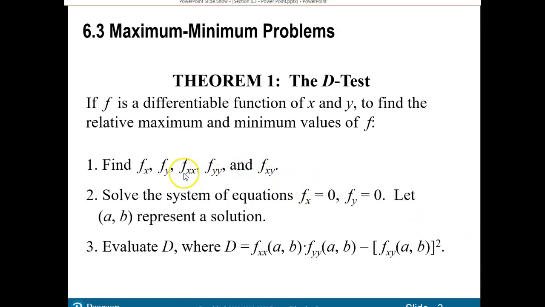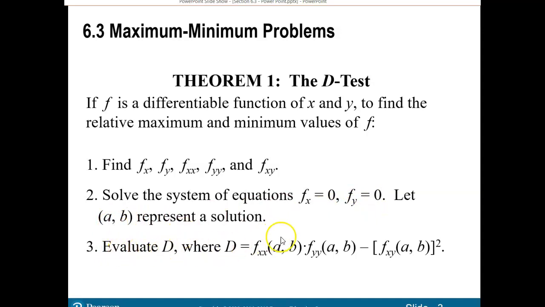Step 1, we find all of our second order partial derivatives. Okay, so we have to find the first partial with respect to x and y, and then the second with respect to x twice, y twice, and then our mixed partial xy. Remember, doing x first and then y versus y first and then x gives you the same number usually, so we'll only do one of those. And then we're going to solve the system of equations by setting our first order partials of x and y to 0. So we set both of our first order partials to 0 and solve that system of equations. So let's say we get a solution. We'll call it the ordered pair (a, b).